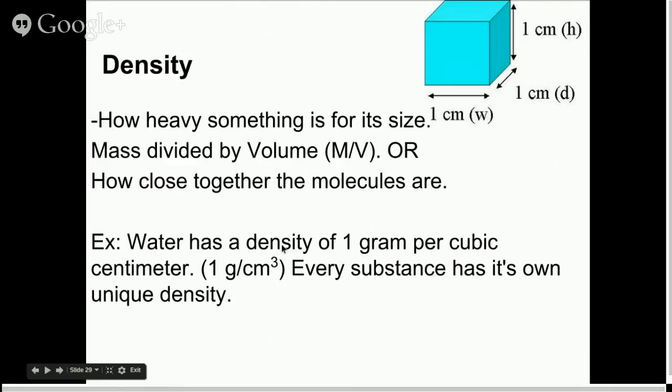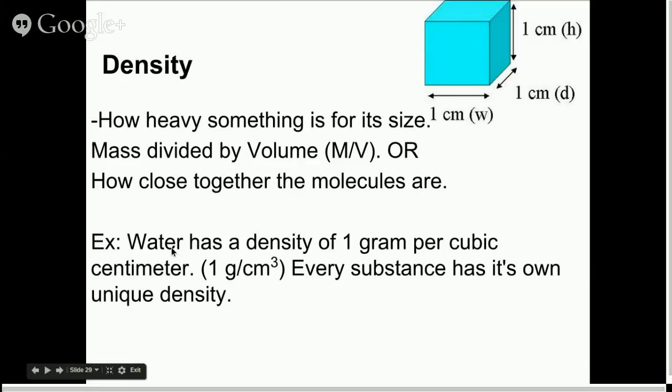All right, density is how heavy something is for its size. So you take the mass and you divide it by the volume, m/v. Or you could also say it's how close together the molecules are. The closer together the molecules are, the heavier, the more dense it is.